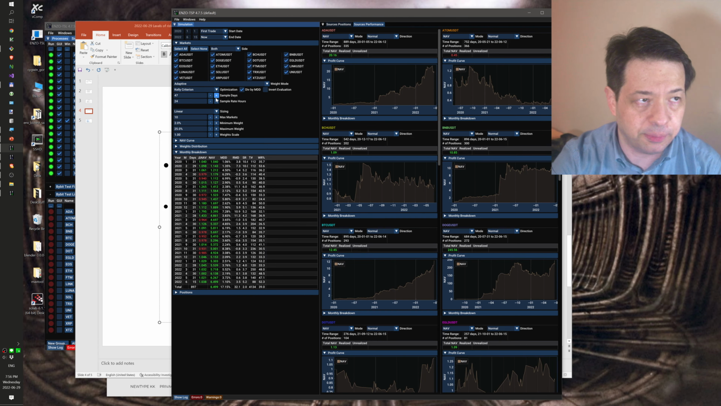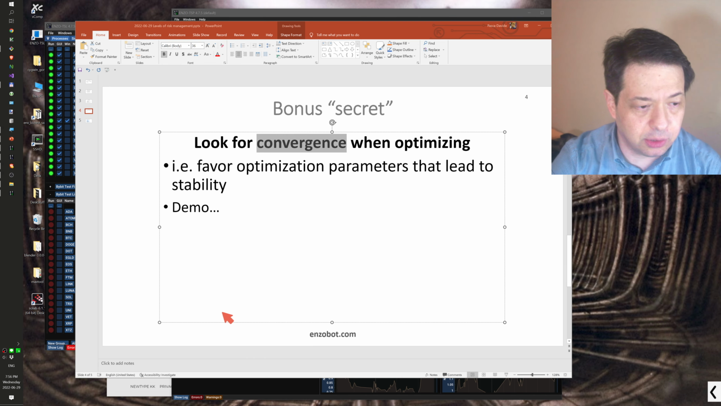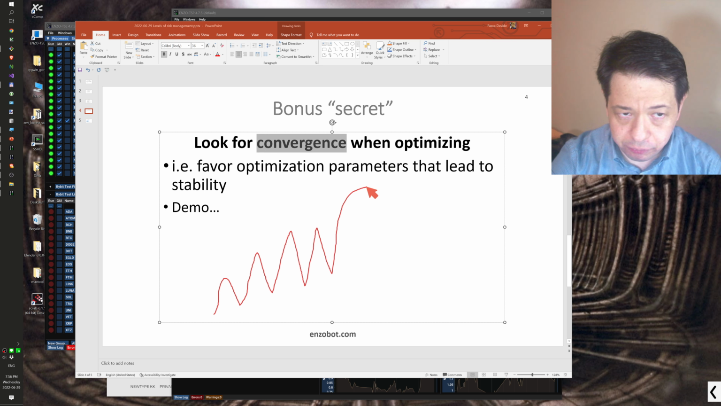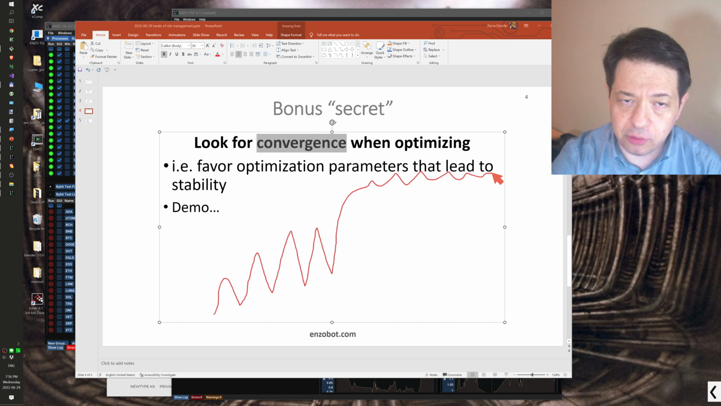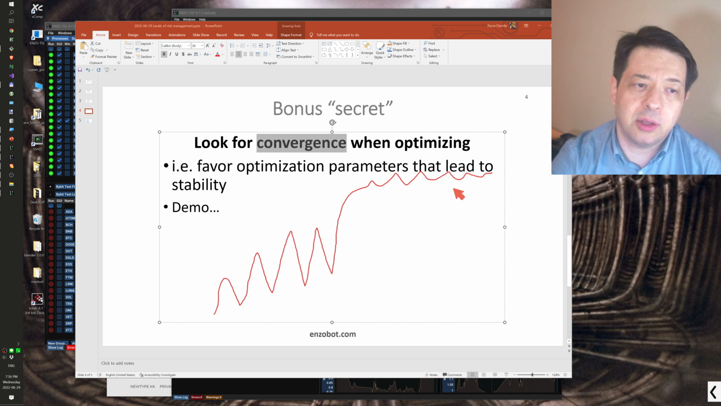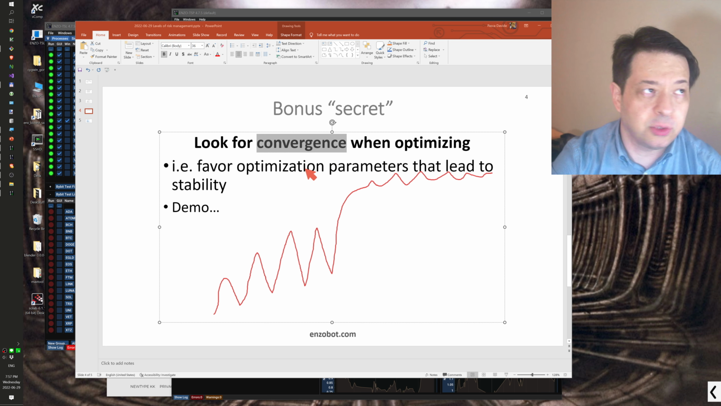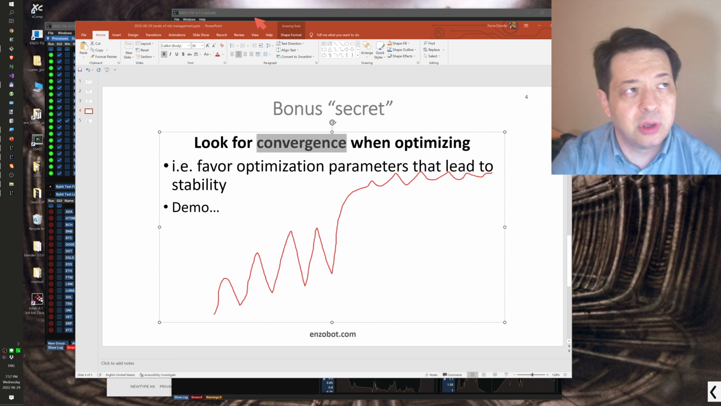So now the function looks like something like this. With few days it goes up and down, and as we increase the number of days in sample, there are still fluctuations, but fewer, and that means we reach a point of convergence, and that's what we want to have. That's pretty much how we selected 90 days for this value.